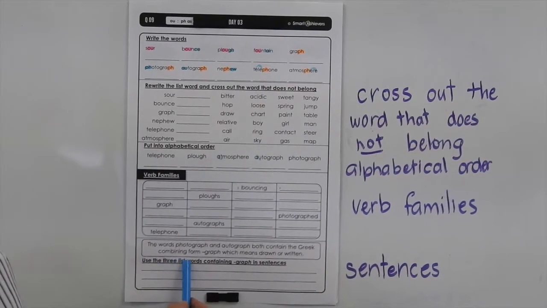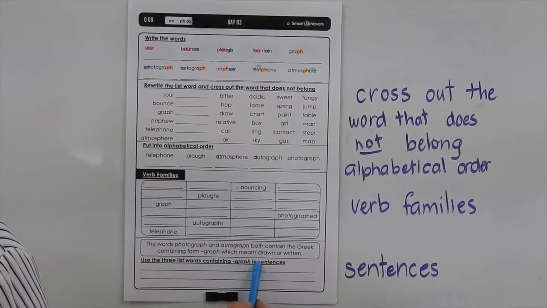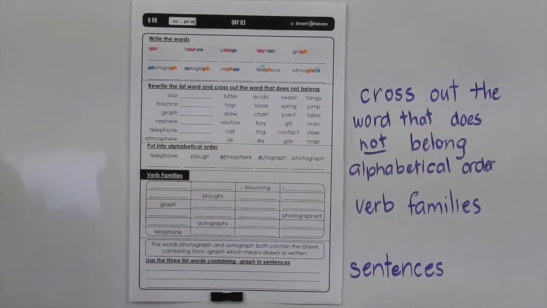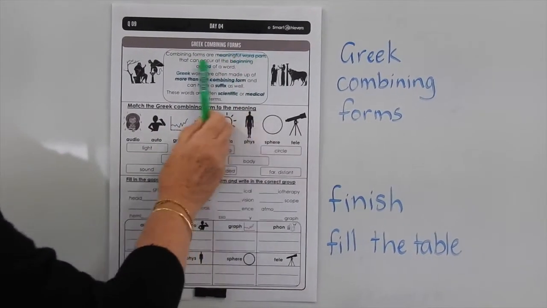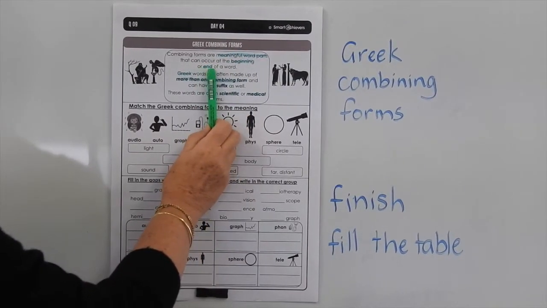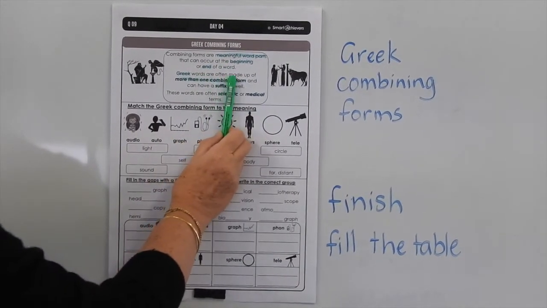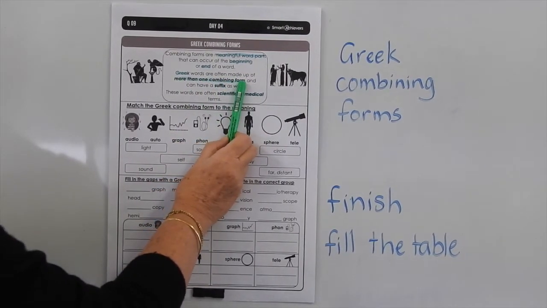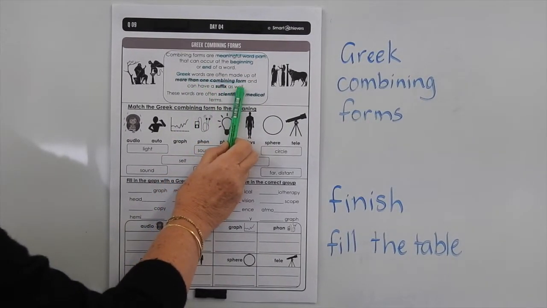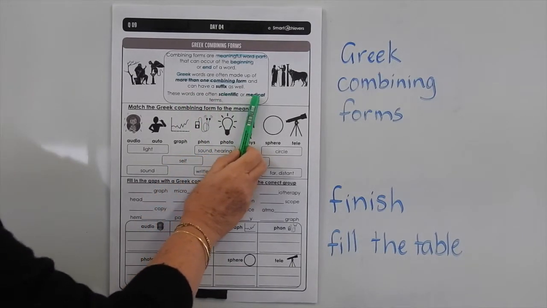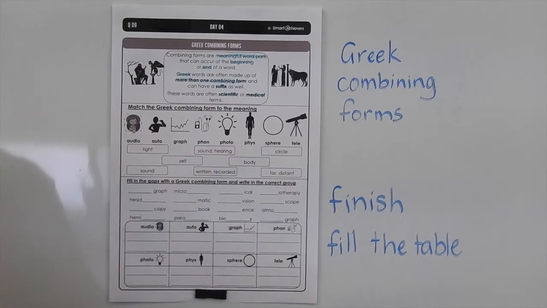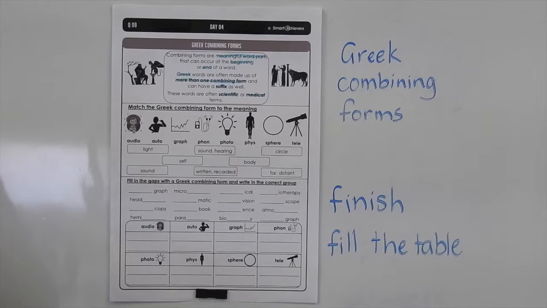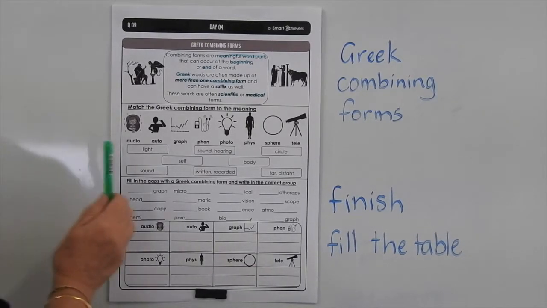Now you have to use three list words containing the word graph in sentences here. Greek combining forms. Combining forms are meaningful word parts that can occur at the beginning or end of a word. Greek words are often made up of more than one combining form and can have a suffix as well. So these words are often scientific or medical terms. And in the English language, we use a lot of these Greek words, so that's why we have to understand what they mean and put these word parts together.